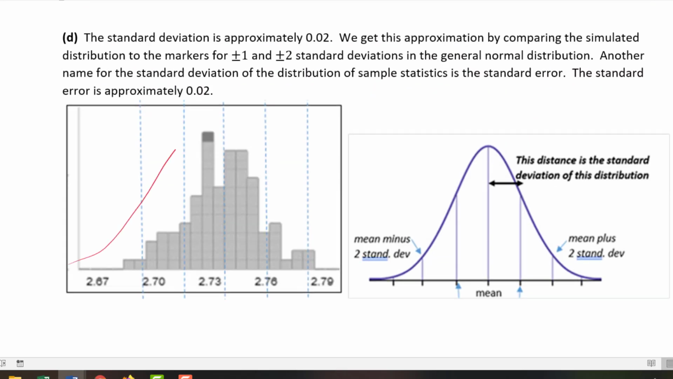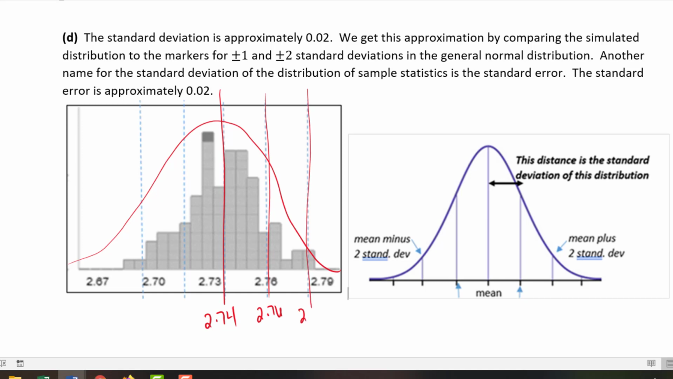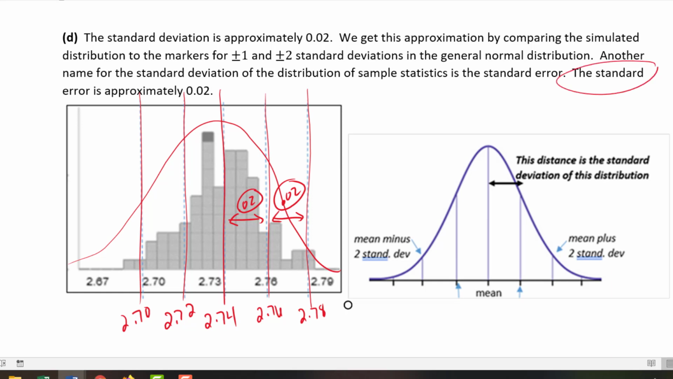So the first thing I do is I kind of overlay my normal curve, and I remember that the middle was 2.74. Looks to me like this one is about at 2.76. This one maybe is at 2.78, a little before that other label. This one seems like could be 2.72, I guess, and this is 2.70. They're all 0.02 units apart, and the distance apart is that standard error. So the distance apart is the standard error. The standard error is approximately 0.02.